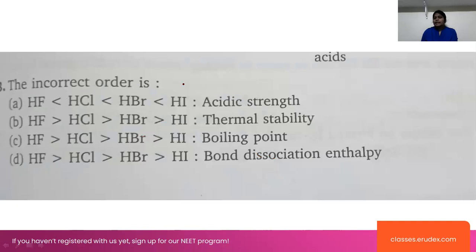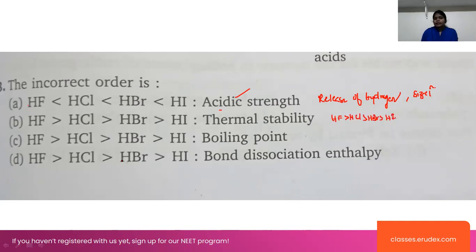Next one is, the incorrect order. Look at acidic strength. Acidic strength means release of hydrogens. Release of hydrogens will increase as the size increases. So this is the correct option here, right? Second one is thermal stability. Thermal stability means the compound is stable when we are providing temperature. So HF has higher thermal stability than HCl, HBr and HI here.